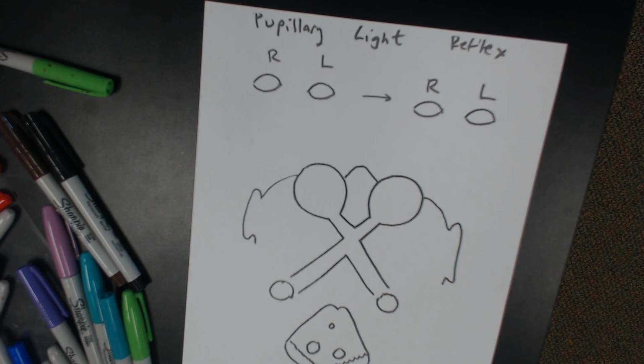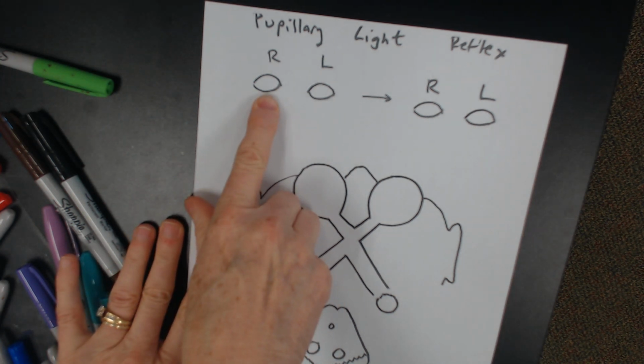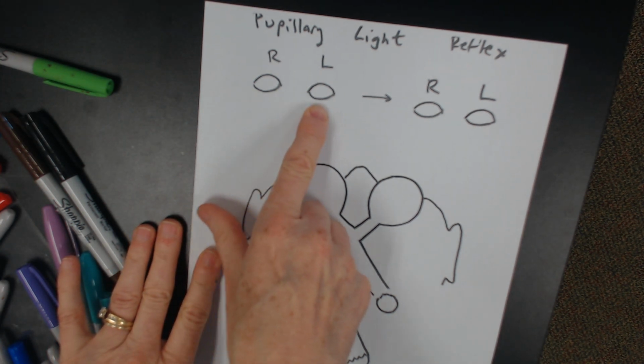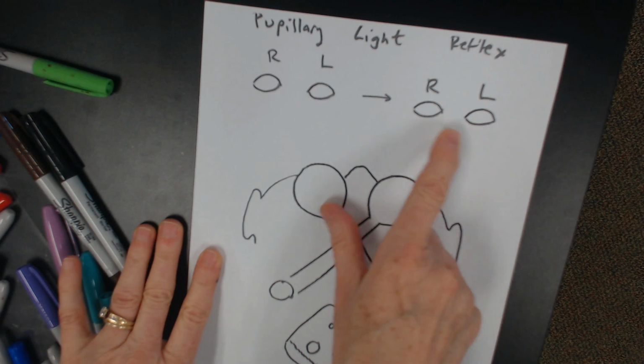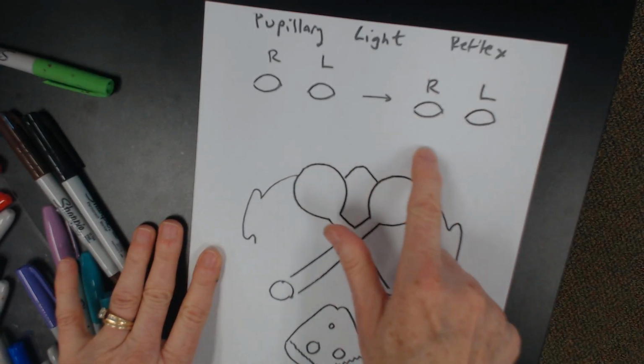Kind of orient you just a little bit. This is representative of an open right eye, an open left eye, and then this is another right eye, and this is left eye. This is going to be before, when you shine the flashlight in, and this is going to be the result of shining the flashlight.